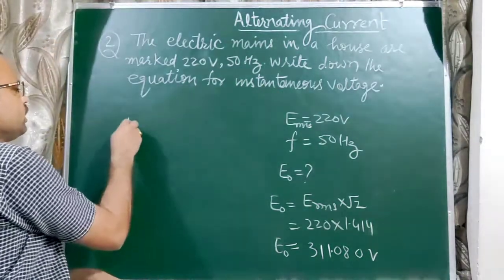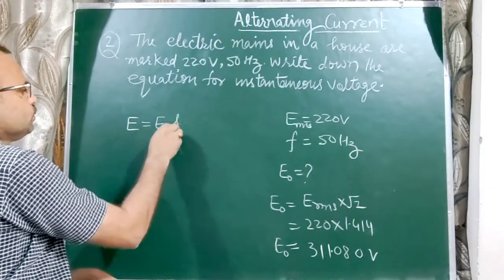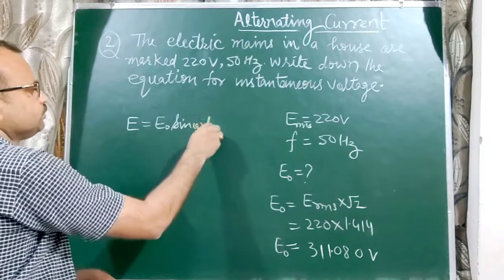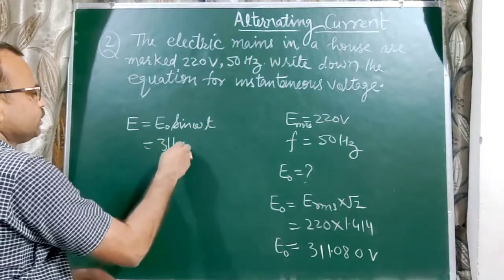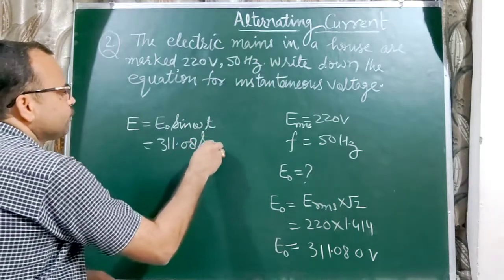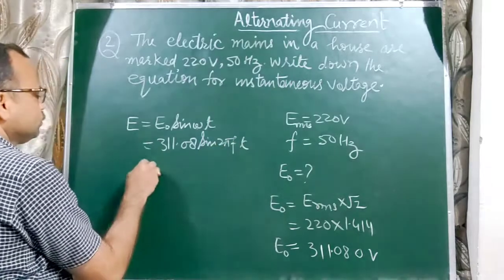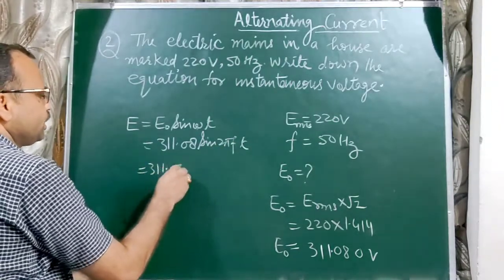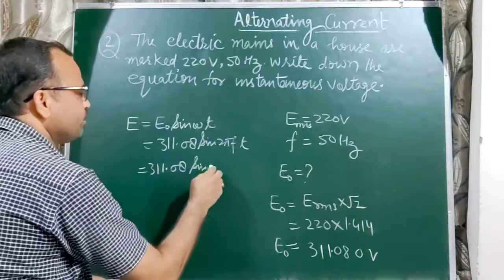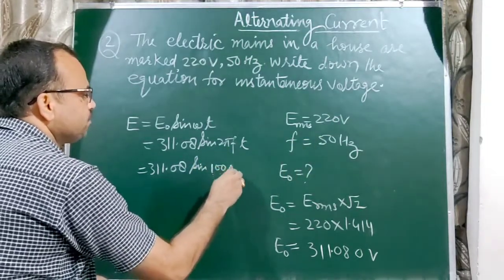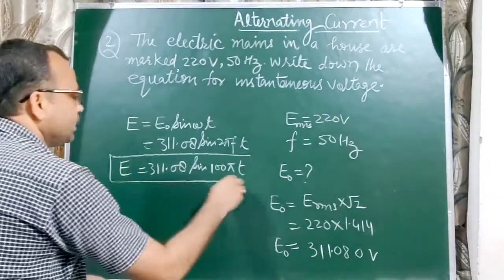Okay, after that we have to write the equation for instantaneous voltage. So instantaneous voltage is always given by E equal to E naught sin omega t. The value of E naught is 311.08, sin omega means 2 pi f into t, so 311.08 sin 2 pi, value of f is 50, means 100 pi t. It will be the equation of instantaneous voltage.